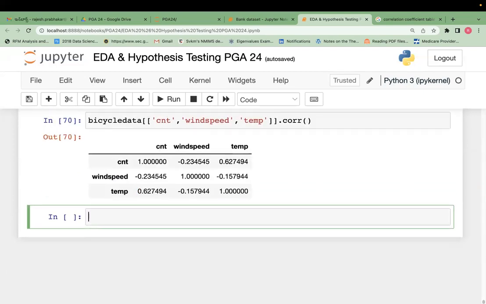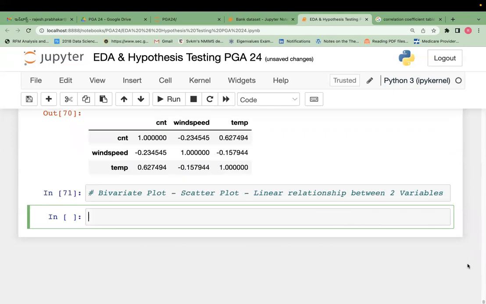Similarly, the bivariate plot. The bivariate plot is called the scatter plot, which gives you the linear relationship between two variables. You can also use plot, the scatter plot.